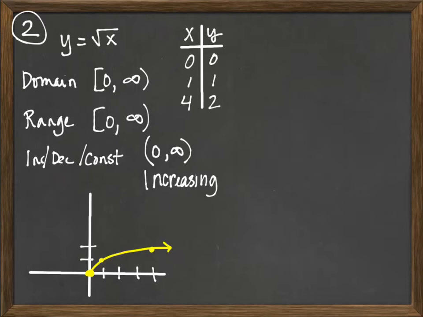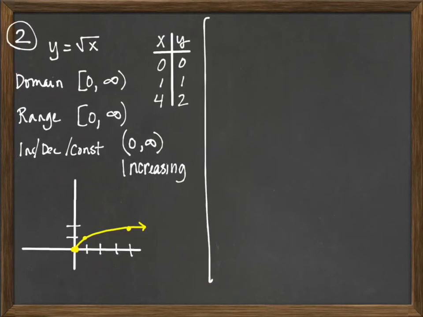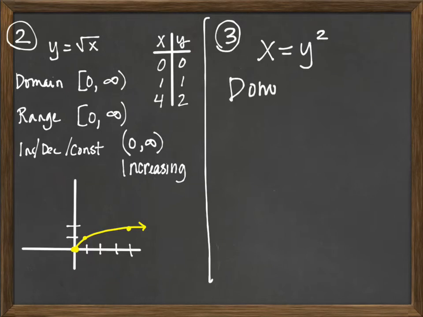Okay, and the other one that is left out of the notes for whatever reason is number 3. So number 3 actually looks a little funny. It says x equals y squared. We're still going to talk about the domain, the range, and whether it's increasing, decreasing, or constant.